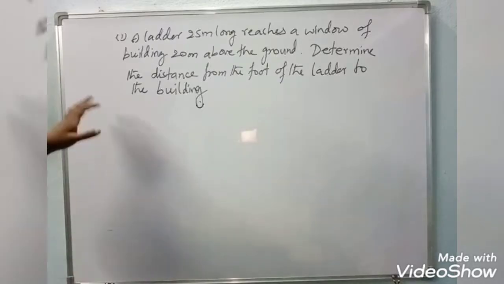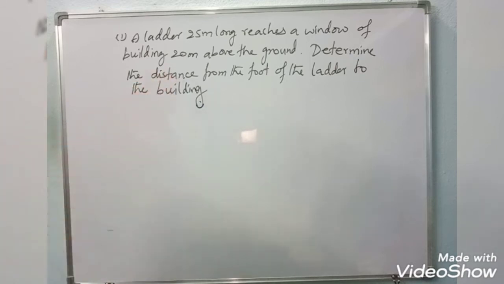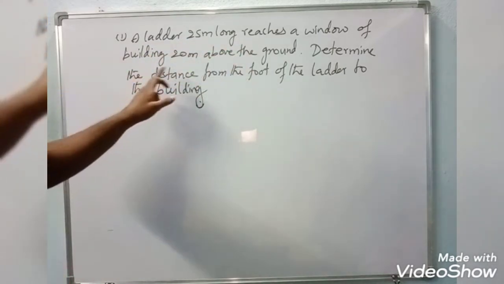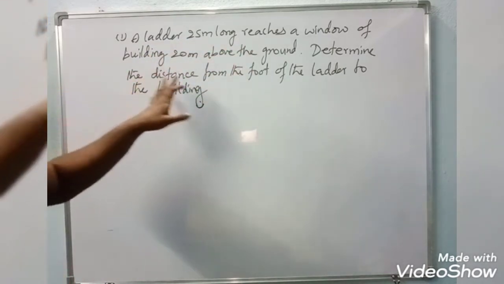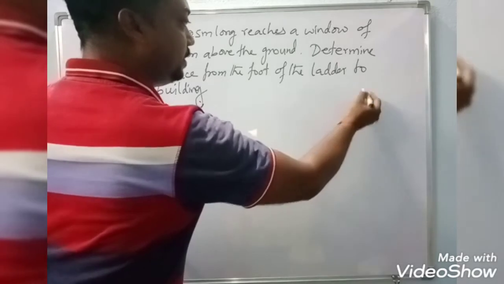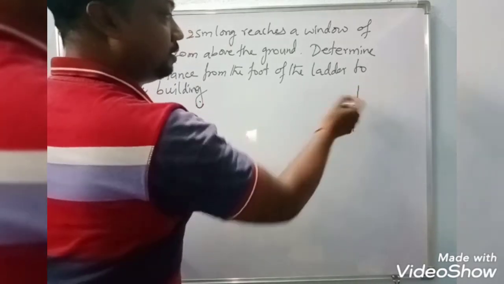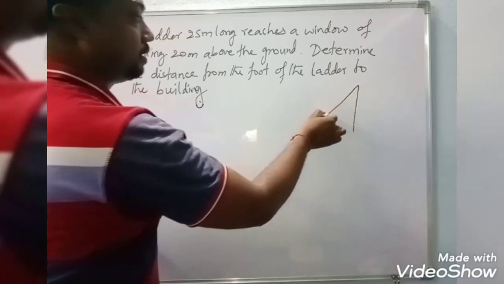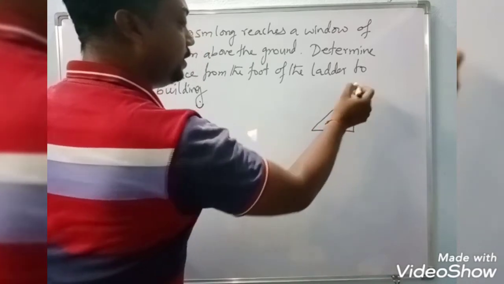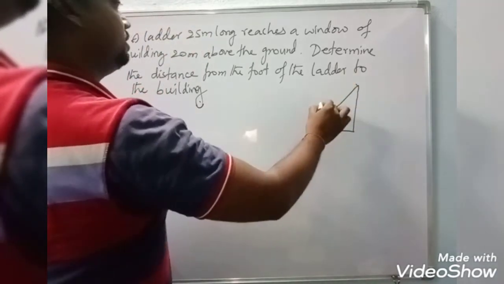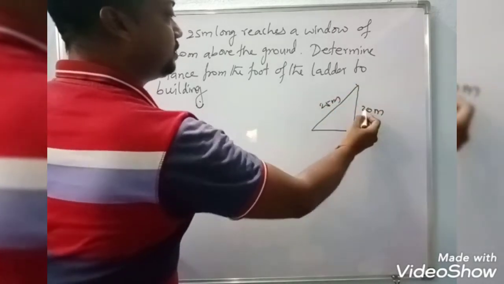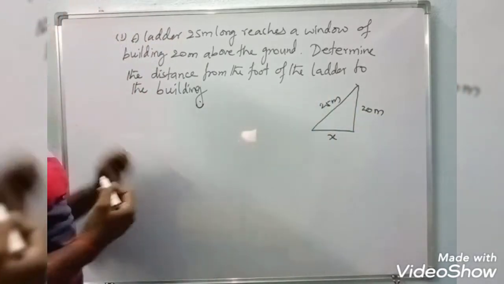Okay students, so now based on Pythagoras theorem, we will solve some problems here. So in that, the first one is: a ladder 25 meter long reaches a window of a building 20 meter above the ground. Determine the distance from the foot of the ladder to the building, right? So based on this statement, if I draw the diagram here, so this is a building, right? And there is a ladder placed towards the building which reaches the window, where the length of this ladder is 25 meters and the height of the building is 20 meters. We have to find the distance between the foot of the ladder and the building.